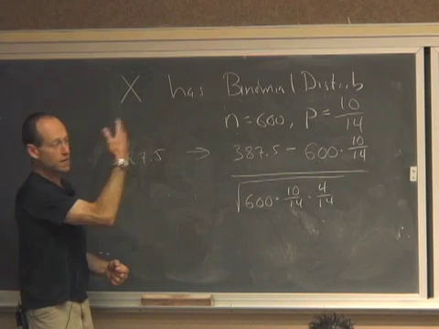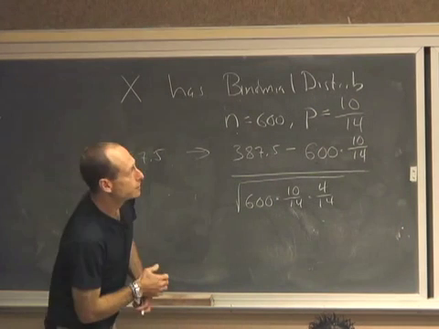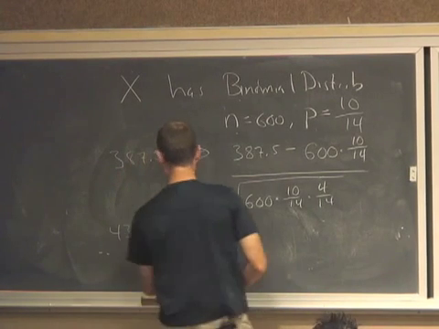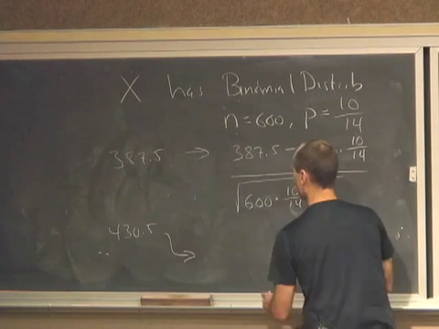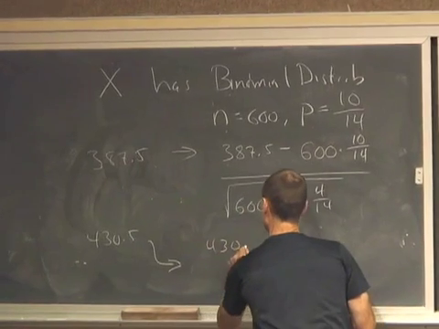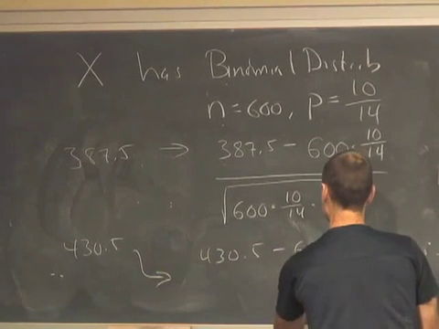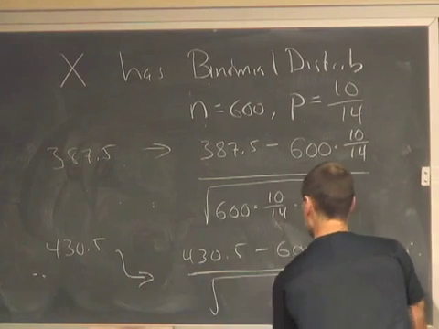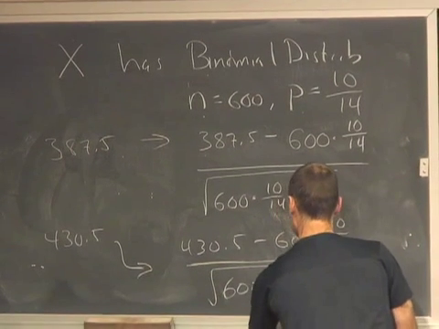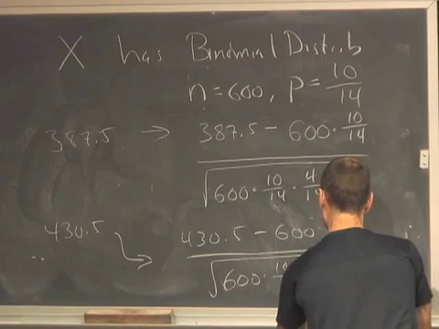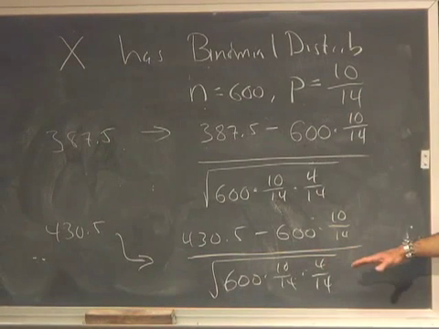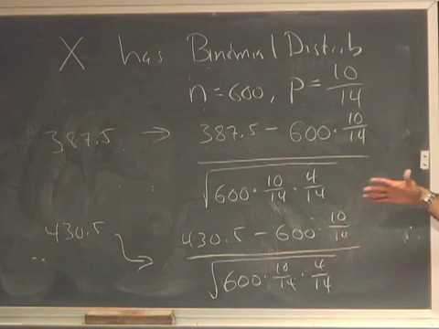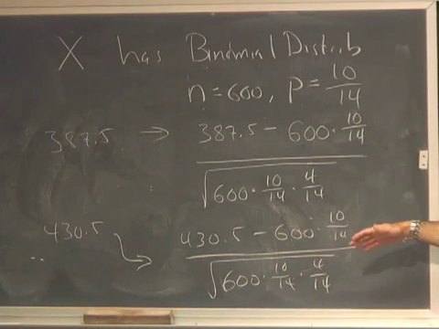And now what's the upper endpoint of the range that we want? It's 430.5. To convert that to standard units, we would have 430.5 minus 600 times 10/14 over the same number, the square root of 600 times 10/14 times 4/14. So that would be the upper endpoint of the range. This is going to give us two numbers, and then we want to find the area under the normal curve for that range.